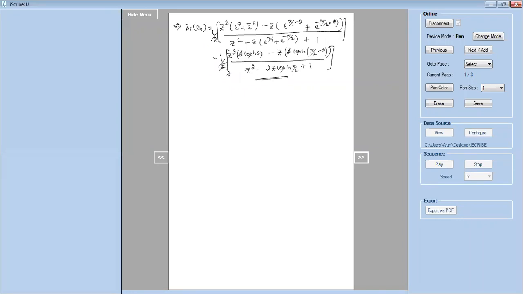So finally we get the Z transform of cosh of n pi by 2 plus theta is equal to Z square cosh theta minus Z into cosh of pi by 2 minus theta, divided by the denominator, that is Z square minus 2Z cosh pi by 2 plus 1. Right? So this is the final answer. We forgot to cancel the 2, because 1 by 2 is there outside. So finally we get this. This is the Z transformation of your problem, cosh of n pi by 2 plus theta.